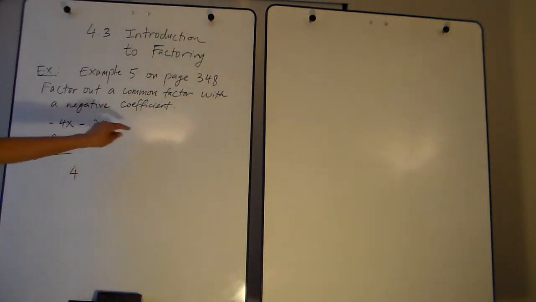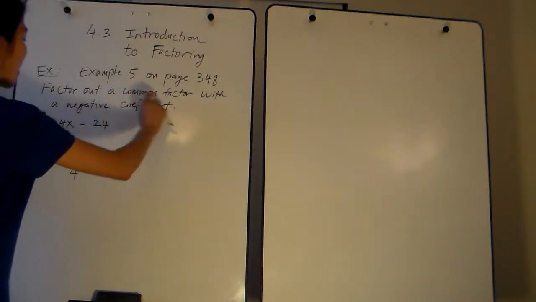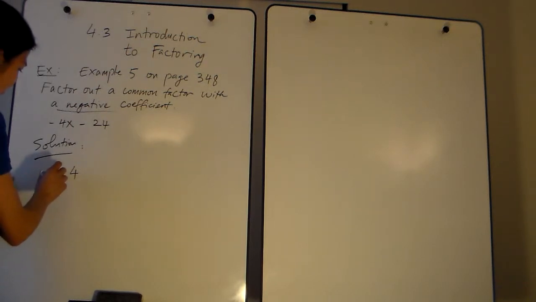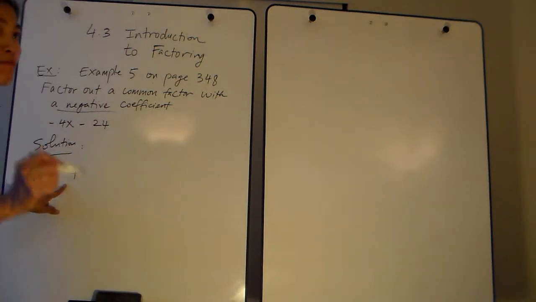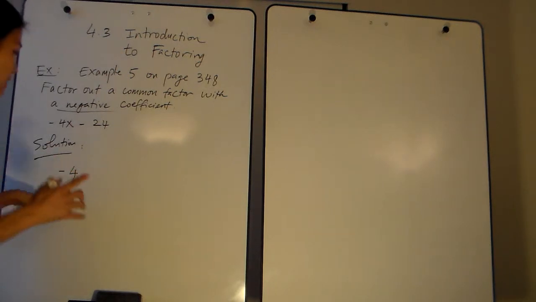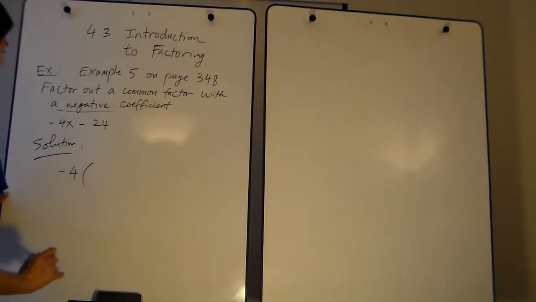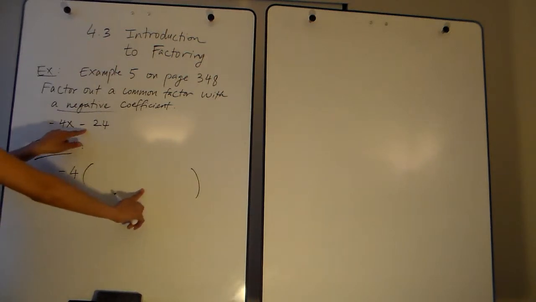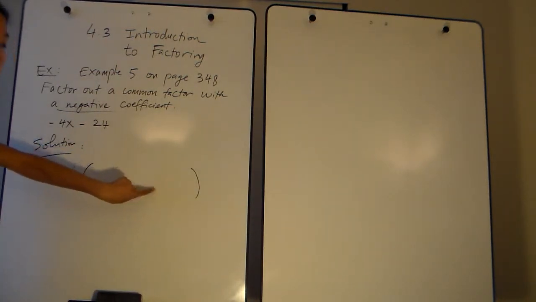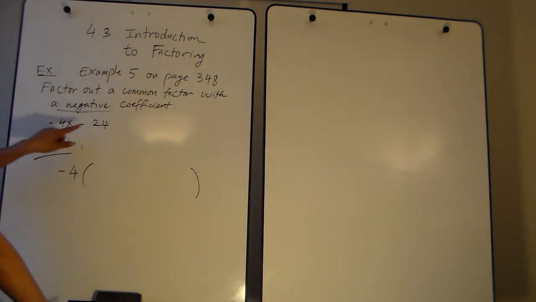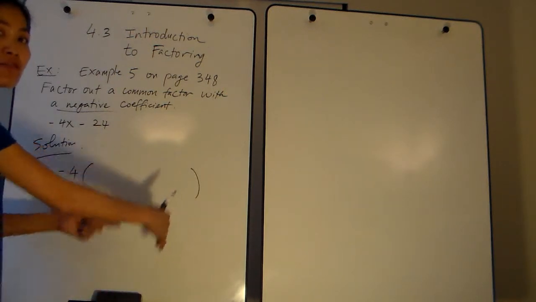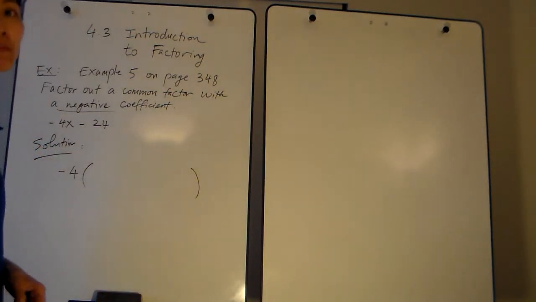Now, read the question. They say to factor out a common factor with a negative coefficient. So they want you to factor out the largest common factor, but that value has to be negative, okay? So I factor out negative 4 this time. All right, same procedure. Now, be careful. Once you factor out a negative, the sign right here may be changed. If you factor out a positive number, the sign right here will stay. But when you factor out a negative number, you have to be careful. The sign between these two terms inside the parentheses may be changed.